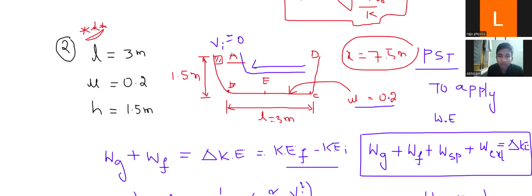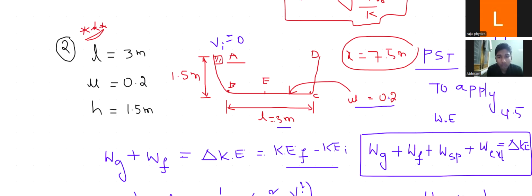Backwards again. So it is moving from 1.5. Initially it covered 1.5 from A to B. Then it is moving from B to C, so it is 3 meters. This is 1.5, now 4.5. Then again it moves from 1.5.